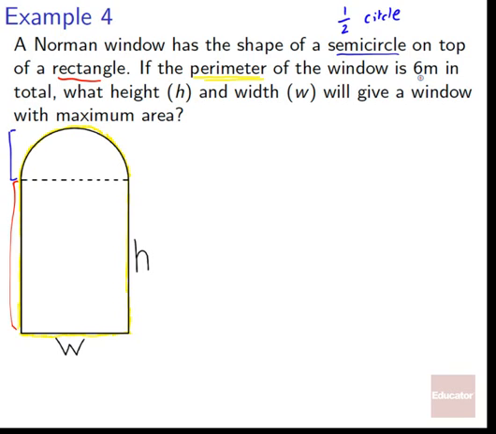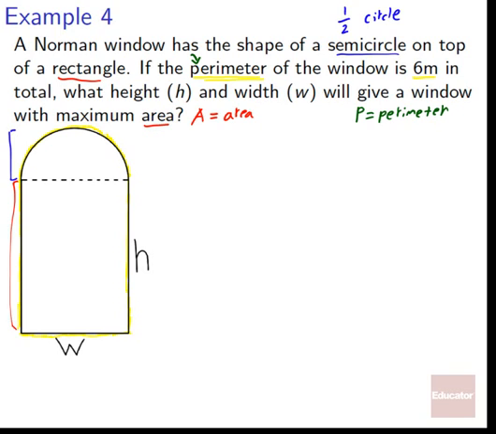All right, so that makes sense. We know that is 6 meters. And then we want to ask what height and width will give a window with maximum area. So if we're looking for area, we're going to need to use area, right? So A equals area. We'll define that idea. If we also know information about the perimeter, then we'll say P equals perimeter. Okay, so let's work these things out.